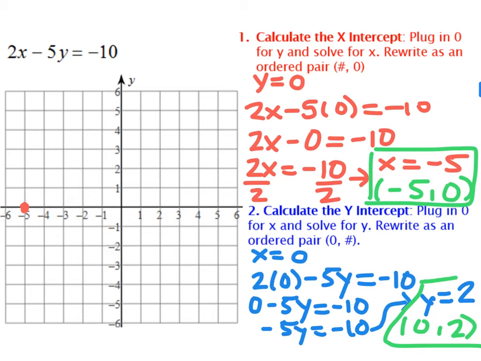Now, if we're going to graph, I can plot this point. So I'm going to go to 0 on my x-axis, 0 with the x, and 2 on my y-axis to plot the point. And finally, I would draw in my line.